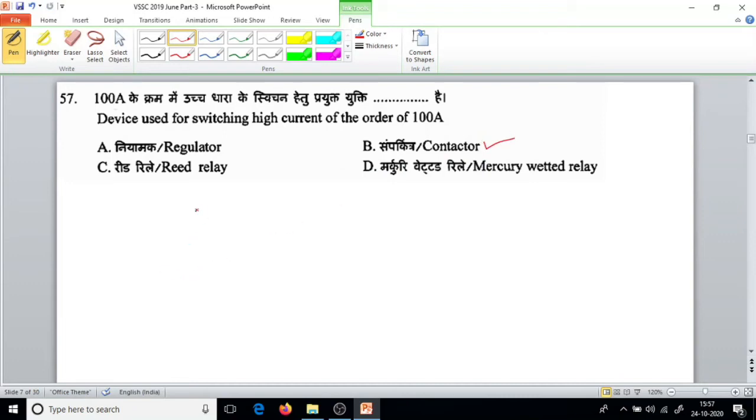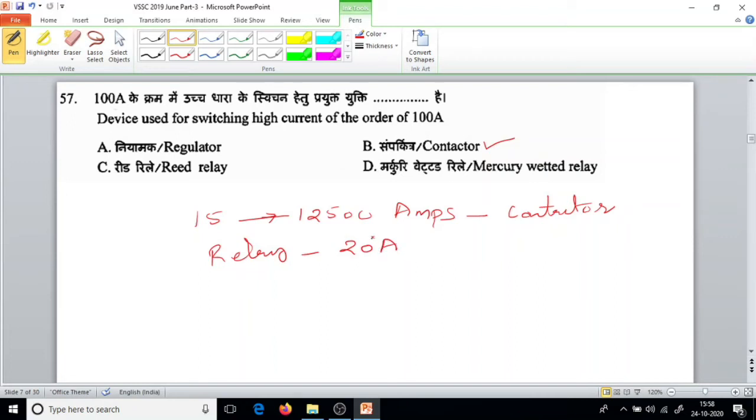The contactor can support from 15 amps to 12,500 amps of current. So the answer is option B, contactor. And the relay we use for lower current, up to 20 amps. Comparing both, the relay has a high speed, fast contact operation.